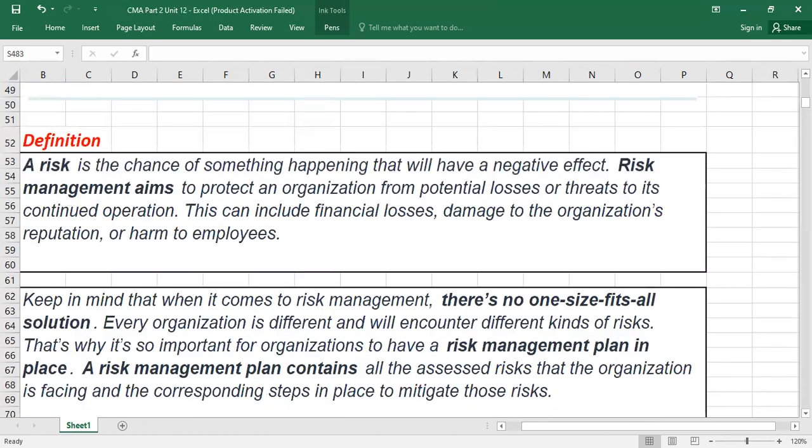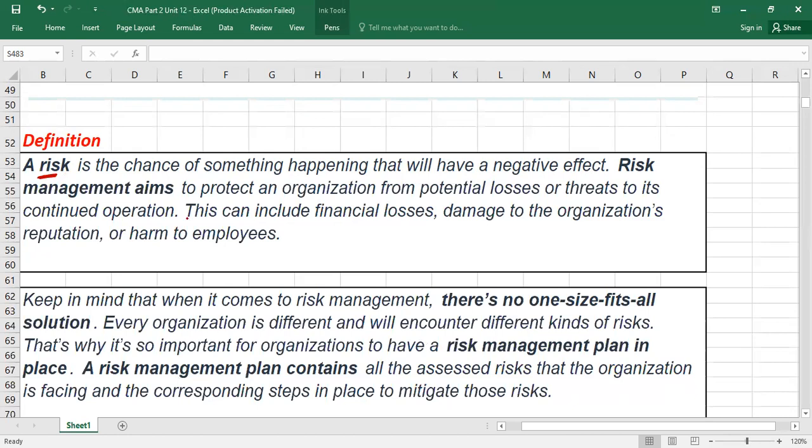So guys, starting with the definition. What is risk first? Definition of risk. Actually, we can define risk in different ways. The first way we can say, risk is any unwanted event which can arise and which can affect the company in a negative way. Any unwanted event which can affect the company in a negative way is also called a risk.